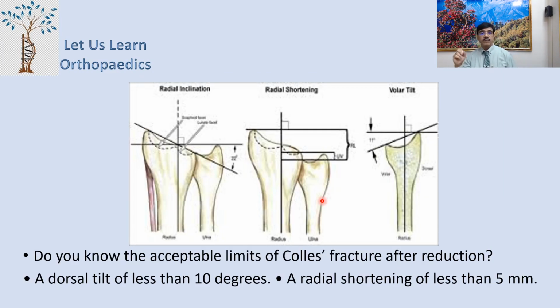Now, do you know what the acceptable limits of a Colles fracture after reduction are? A dorsal tilt of less than 10 degrees and a radial shortening of less than 5 mm.